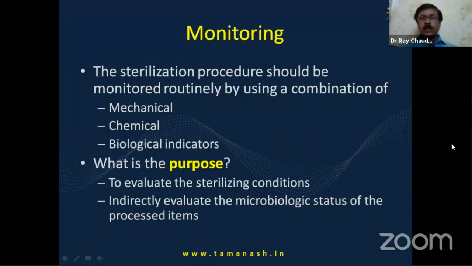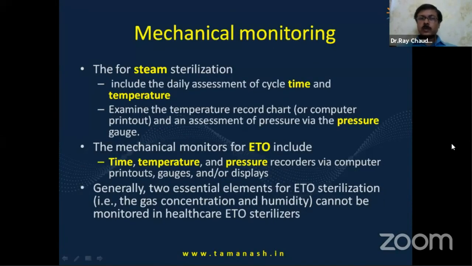Now, monitoring of sterilization will be by either mechanical means, that is pressure gauges, which I will not cover, or with chemical and biological indicators, which I will cover, which is most important. The purpose is to evaluate the sterilizing conditions and indirectly evaluate the microbiological status of the processed item. You cannot directly evaluate the microbiological status of a sterilized instrument.